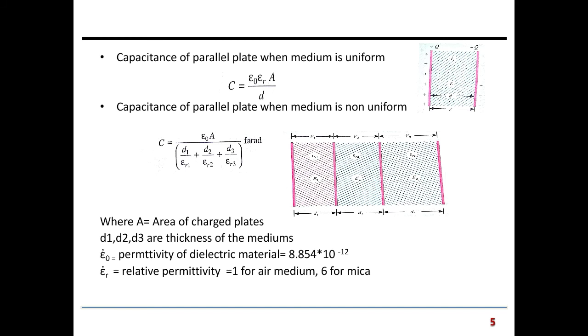So A is the area of the charged plates, and d1, d2, d3 are the thicknesses of the mediums. Epsilon naught is the permittivity of free space, that is 8.854 into 10 to the power of minus 12. Epsilon r is the relative permittivity, which equals 1 for air, and if the dielectric material used is mica, epsilon r equals 6. If paper is used, the epsilon r value will be different. So for each dielectric material used between the plates, the epsilon r value changes, and according to that, the capacitance value will change.